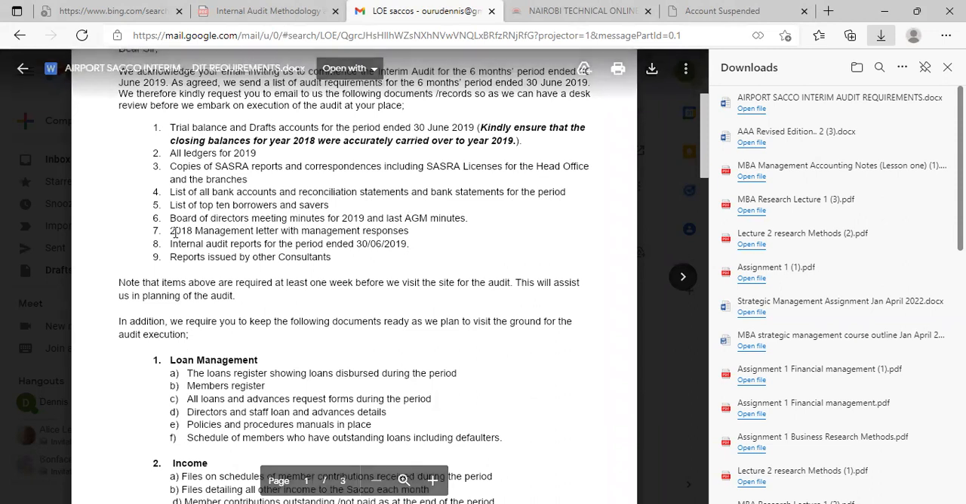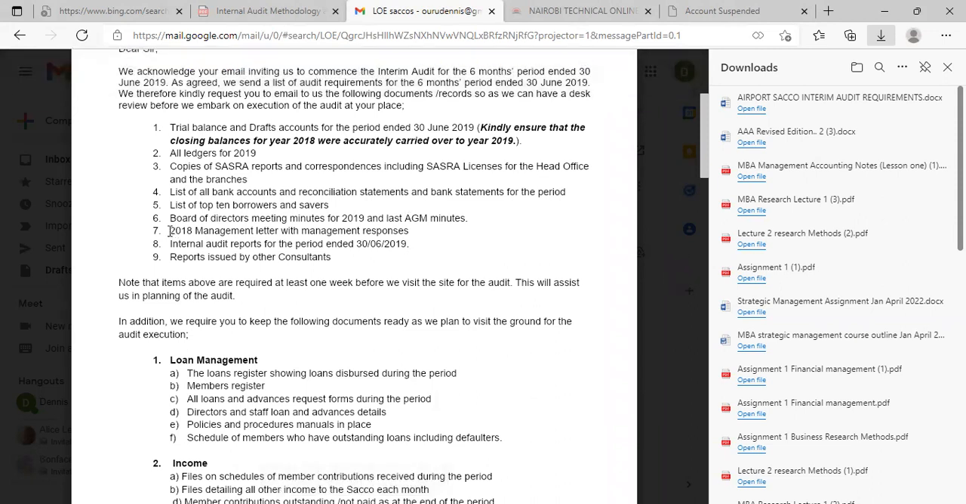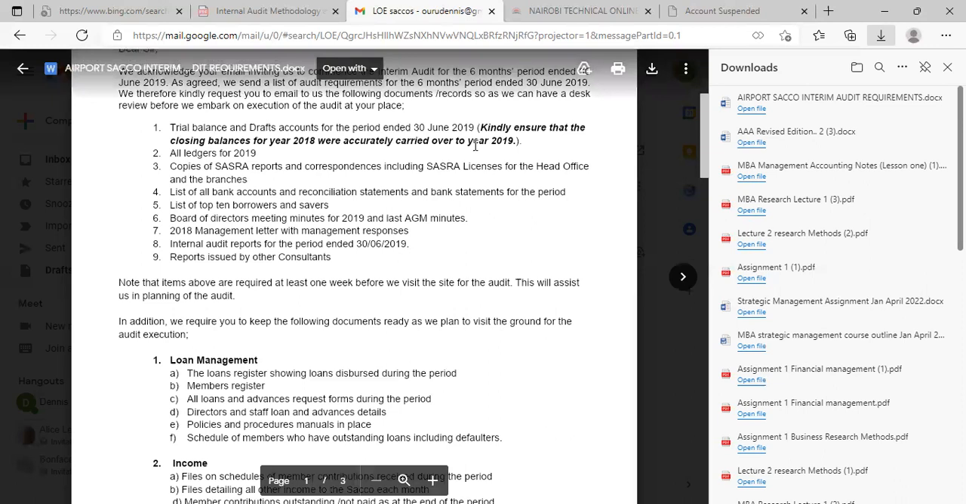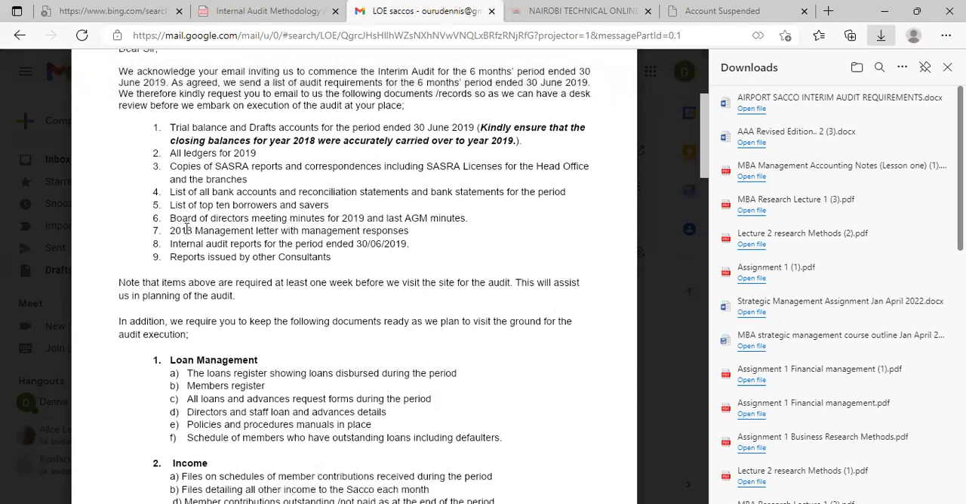If there is any management letter for 2018. This one was audited for 2019, remember? We were going to audit for 2019, but we are telling the client to give us the management letter for 2018. Why? Because there were some issues that were raised last year, which is 2018. We want to check now if they have been sorted this year. And that is where we are looking at the prior year's file. The prior year's file has some of these issues, the management letter for last year. We want to look at the management response.